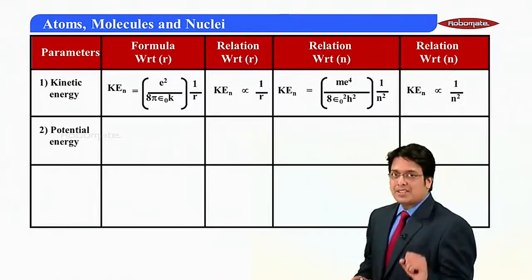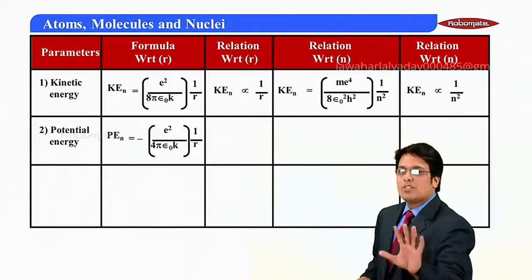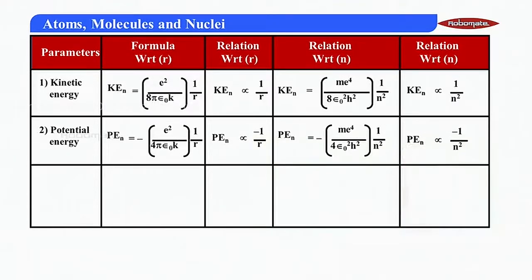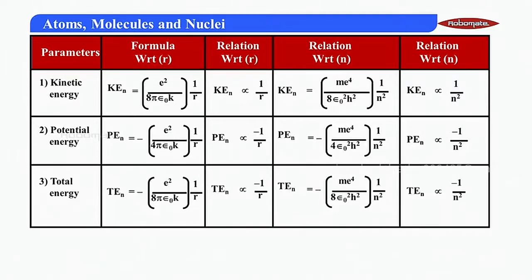Simple. The beauty is, look at the potential energy. Look at kinetic energy with respect to R and potential energy. The only difference is that instead of 8, it is 4. And in the next column also you will see the same thing. Instead of 8, it is 4. And of course there is a minus sign in potential energy. And when you look at the total energy, ladies and gentlemen, you will be baffled with joy and happiness, because the total energy and kinetic energy formula are one and the same. There is only a difference of a negative sign.